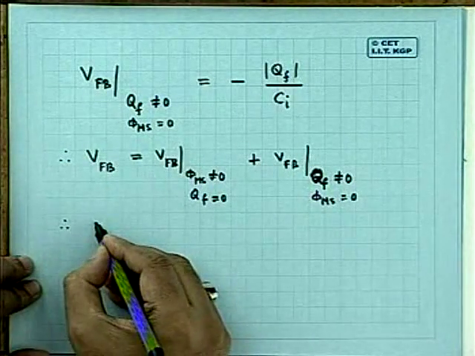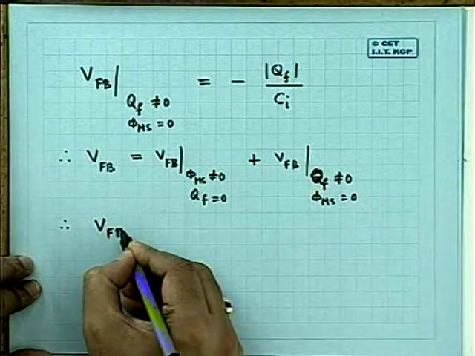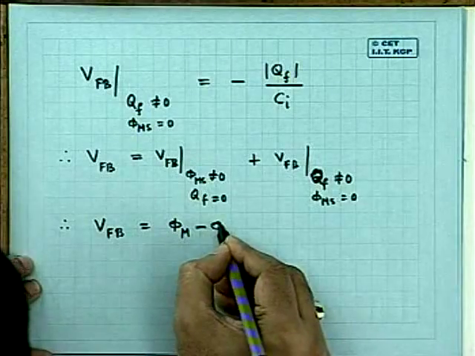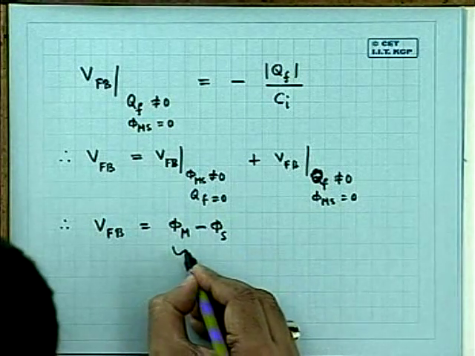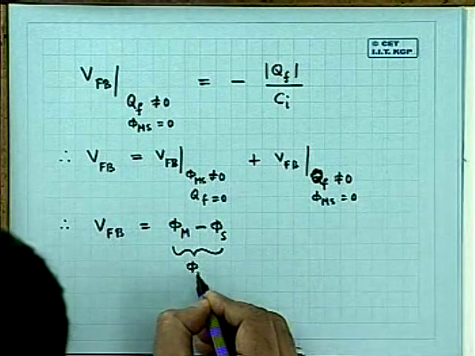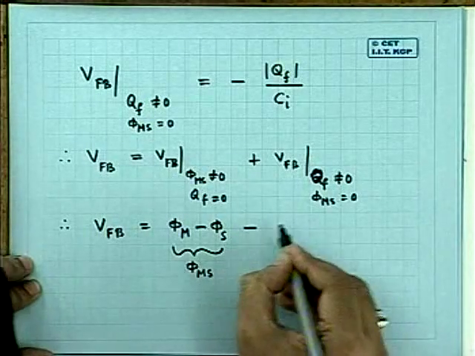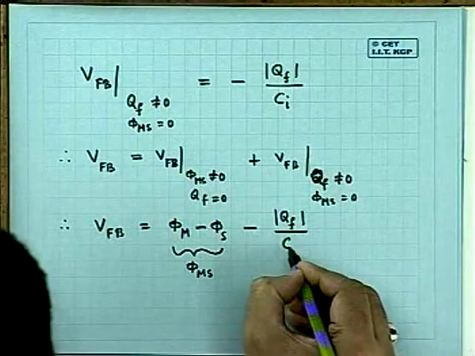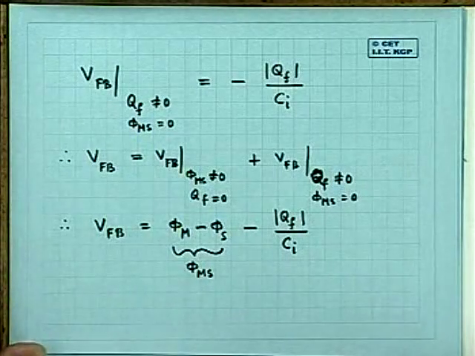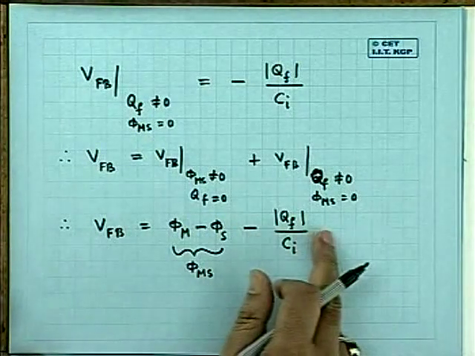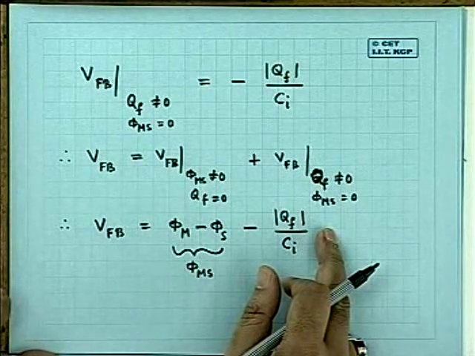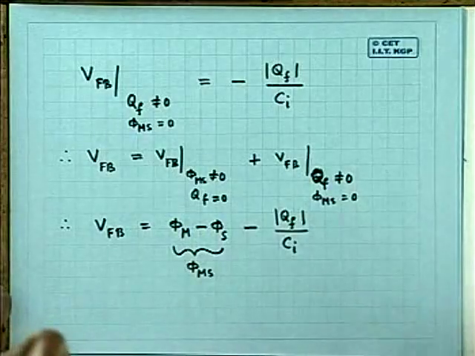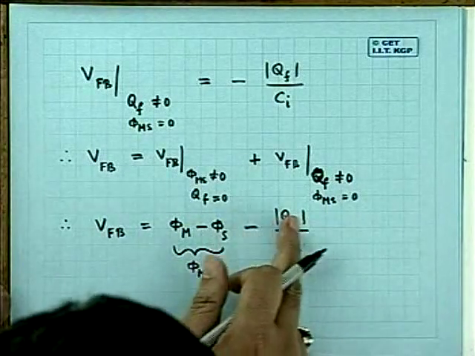Therefore, the actual flat band voltage is given by phi m minus phi s, which is sometimes written as phi ms, minus QF. I have written like this to avoid confusion because QF is always positive. Otherwise, I should not have given this modulus sign. In practice, you don't put the modulus sign.